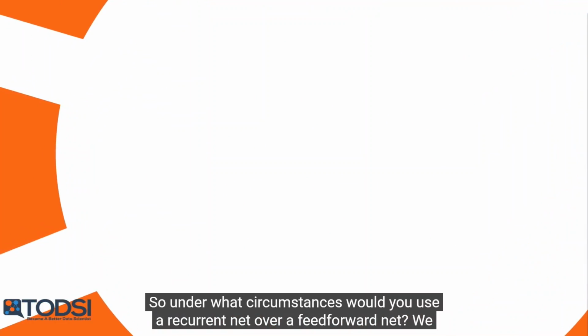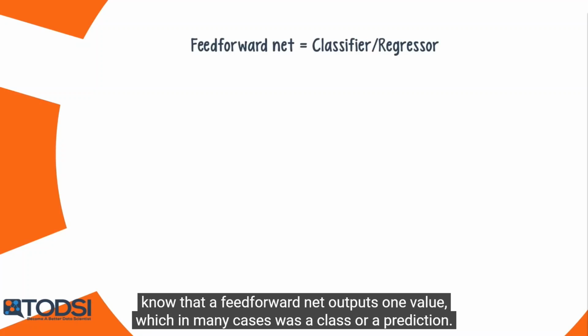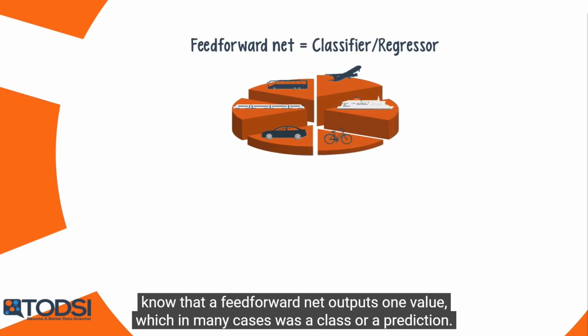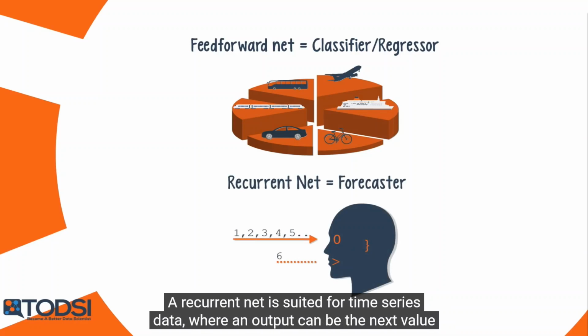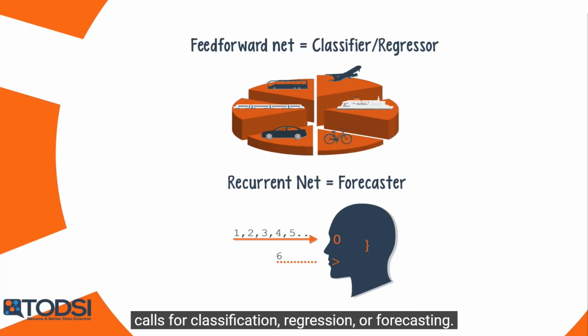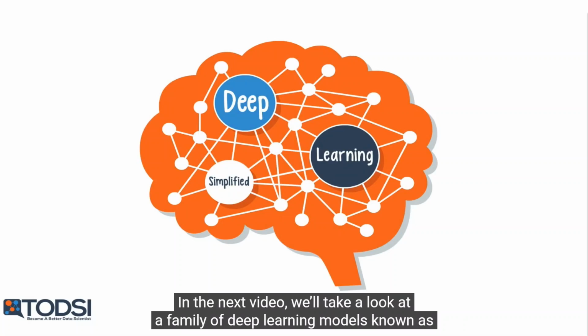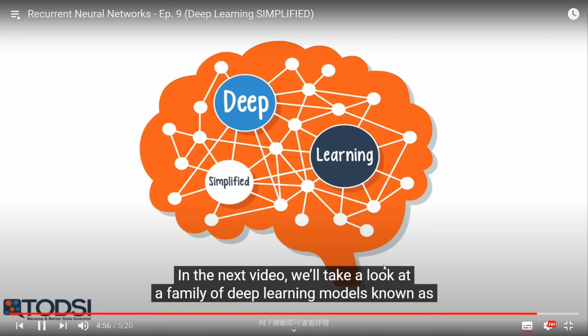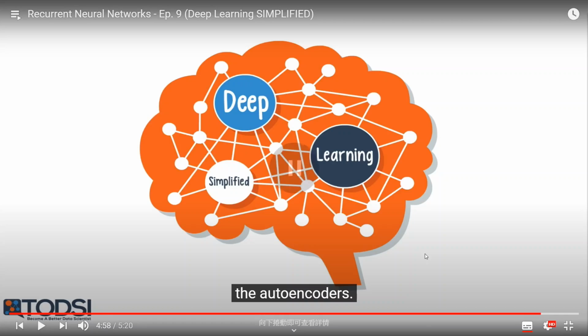So, under what circumstances would you use a recurrent net over a feed-forward net? We know that a feed-forward net outputs one value, which in many cases was a class or a prediction. A recurrent net is suited for time series data, where an output can be the next value in a sequence, or the next several values. So the answer depends on whether the application calls for classification, regression, or forecasting. In the next video, we'll take a look at a family of deep learning models known as the autoencoders.